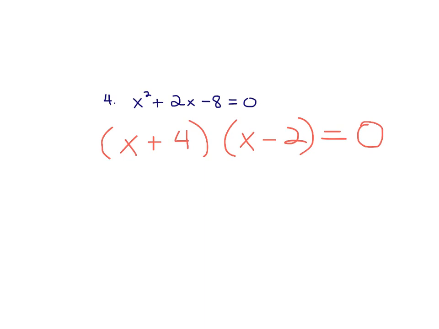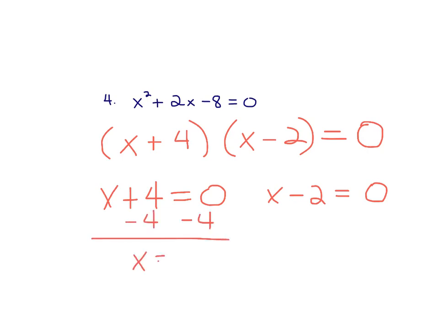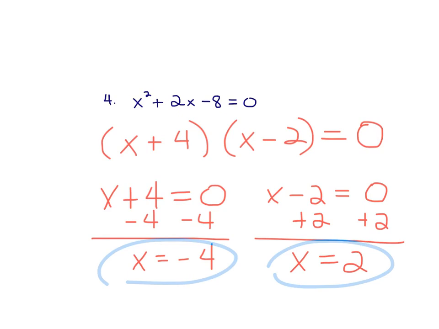So if it said factor, we would be finished, but it did not say factor, it said solve. So now I take each one of the binomials, set them equal to 0, and solve for x. I'll subtract 4, and I get x equals -4 for my first solution. And then my second is going to be x equals 2. So I have two solutions, -4, +2.